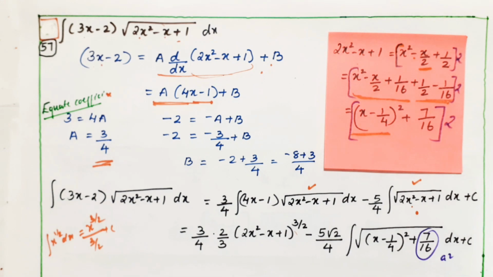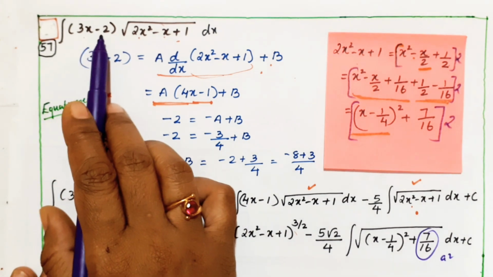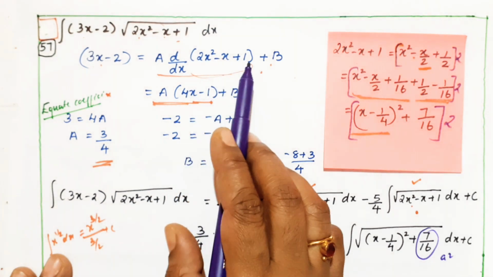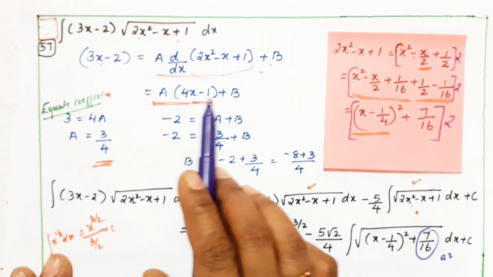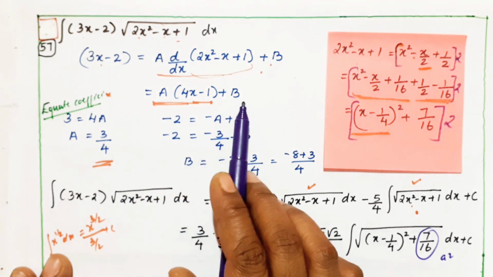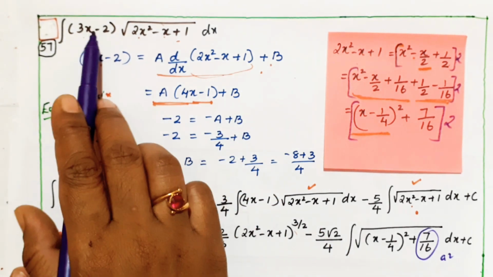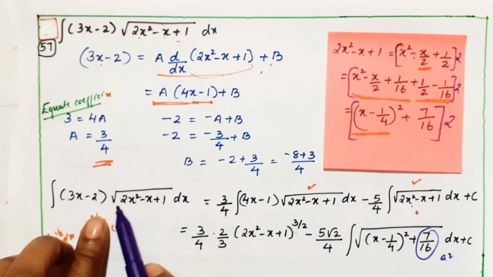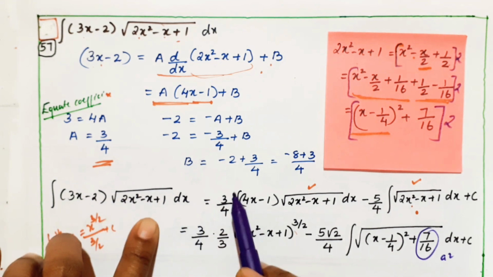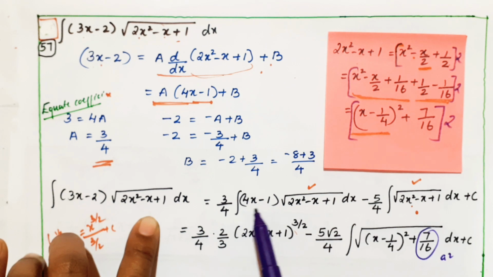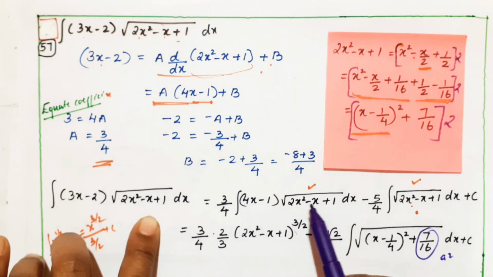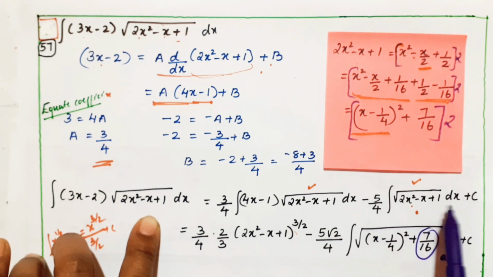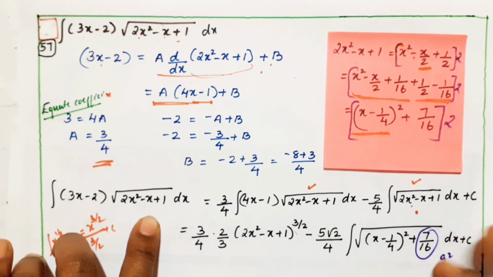What we did, you see, what I am writing is px plus q. We are writing in the form of A d by dx of (ax square plus bx plus c) plus B. We have written. So I differentiated. I got the term. Instead of 3x minus 2 in the question, we are substituting this term. So 3x minus 2 into root over this. So 3 by 4 into (4x minus 1) into root over (2x square minus x plus 1) dx minus 5 by 4 into root over (2x square minus x plus 1) dx.